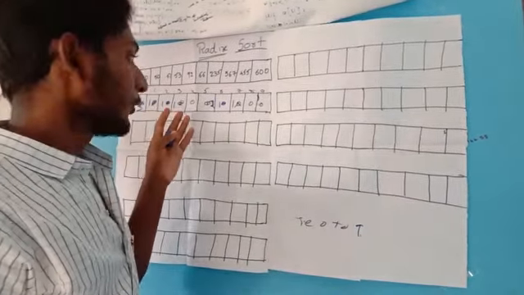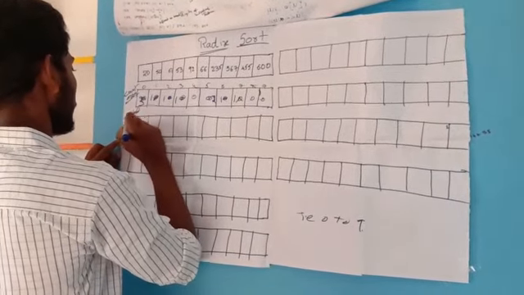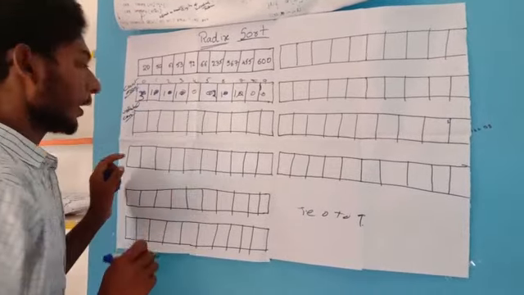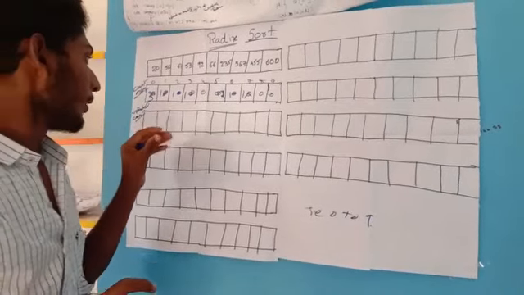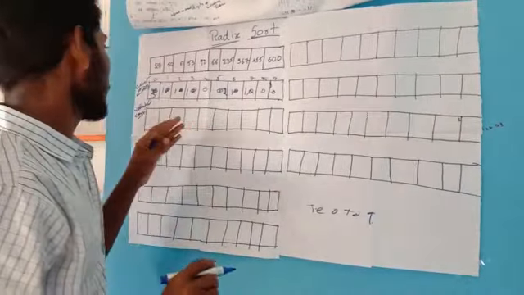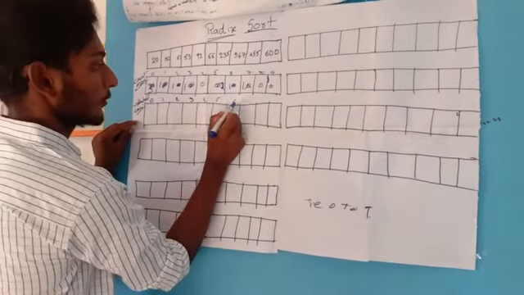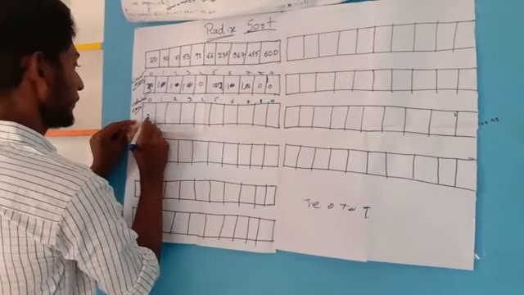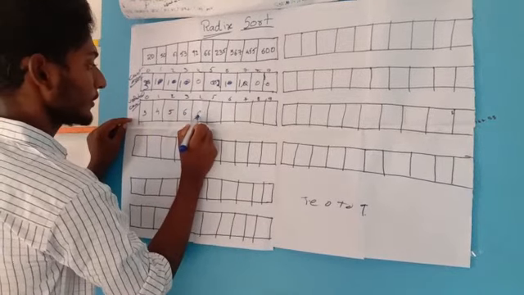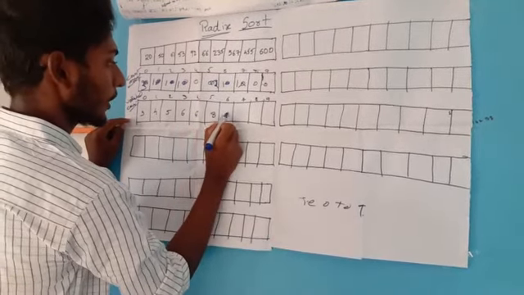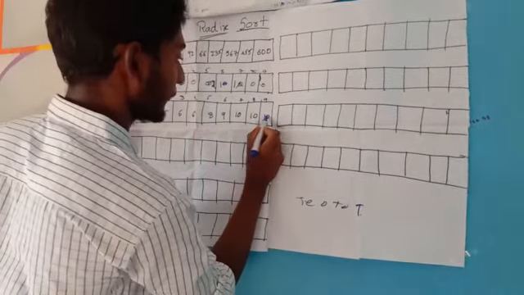So after doing this, we have to update the counting array. The updated counting array can be done by adding the previous value to the next actual value. Here the first value will remain the same. 3 plus 1 is 4, 4 plus 1 is 5, 5 plus 1 is 6, 6 plus 0 is 6, 6 plus 2 is 8, 8 plus 1 is 9, 9 plus 1 is 10, 10 plus 0 is 10, 10 plus 0 is 10.